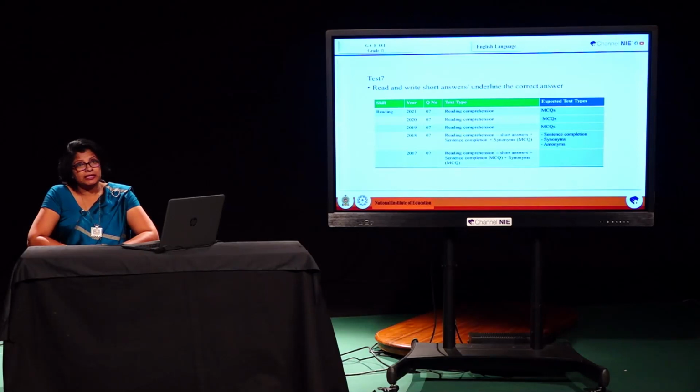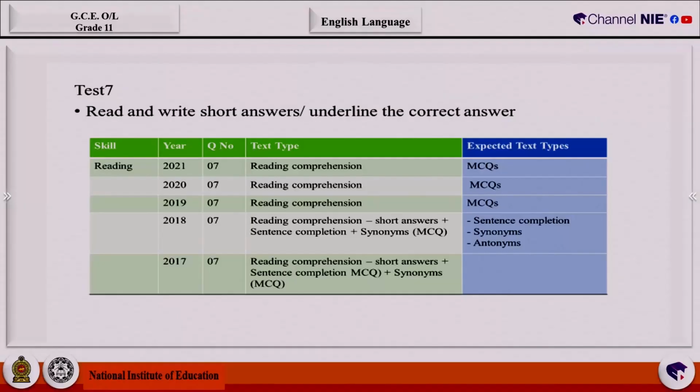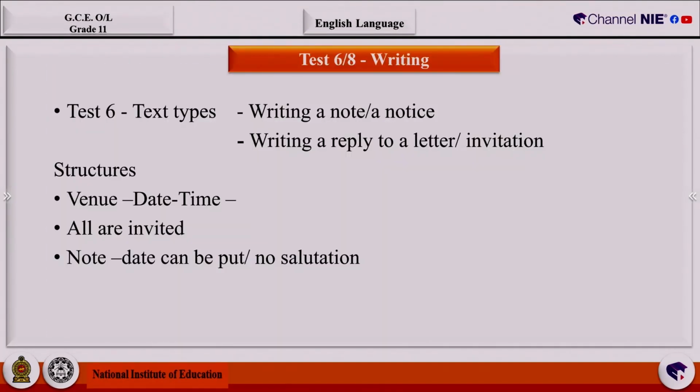Right. So this is about test item number 7. What about test item 6 and test item 8? As I have already told you, test 6 and test 8, they are based on writing. Test 6, the text type is writing a note or a notice, or maybe it can be based on writing a reply to a letter or an invitation. So in this answer, when we are writing an answer to this question, we should know the structure of writing a note and also the structure of writing a notice. So these are the things that you have to know when you are writing about a notice.